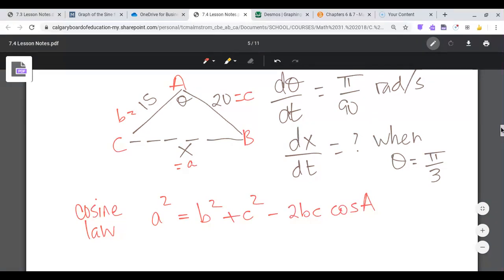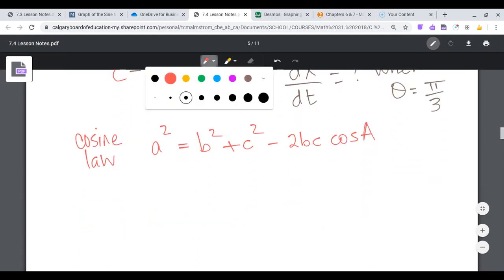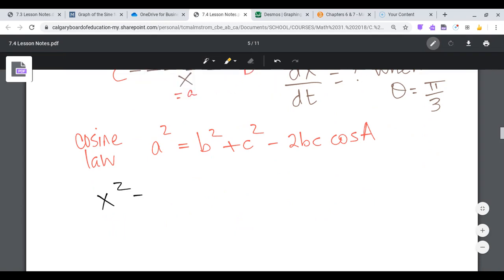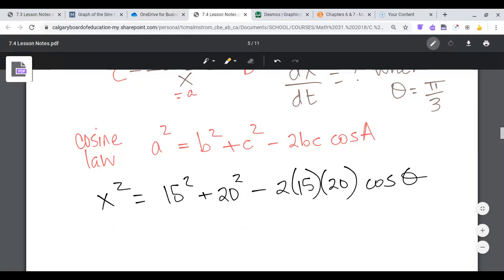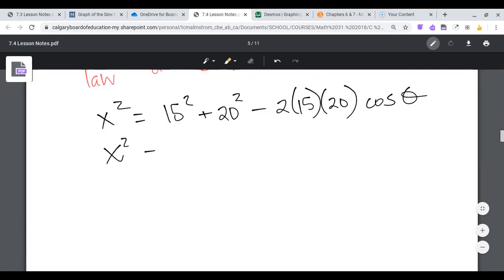Okay, so we're now going to fill in our pieces. Now we can put in 15 and 20 for b and c because they are constants. Okay, they are not changing. So a is x. So x squared is equal to 15 squared plus 20 squared minus 2 times 15 times 20 cos of theta. All right, let's tidy this up. We have x squared is equal to 15 squared plus 20 squared, which is 625, minus 2 times 15 times 20, which is 600 cos theta.